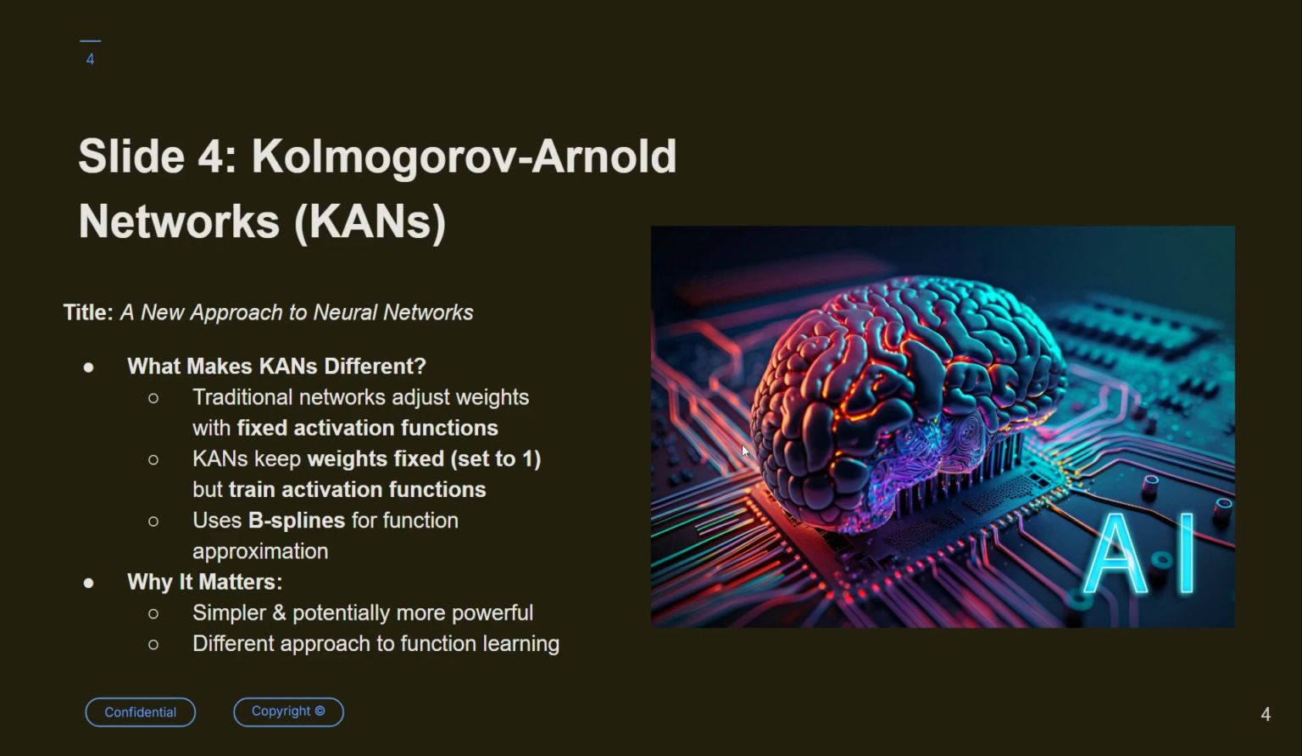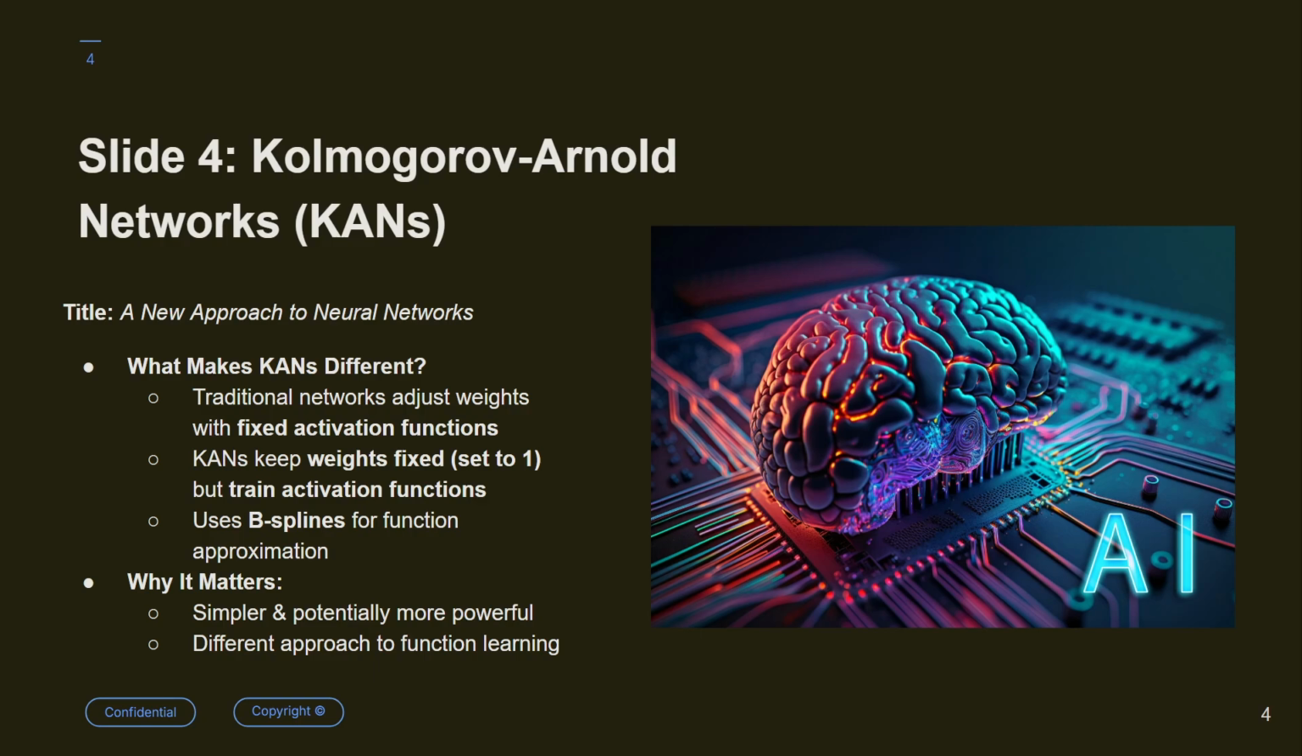Now let's talk about KANs. Traditionally, AI changes its weights to learn, but KANs do something different. They keep their weights the same and instead change their activation functions, which control how the AI reacts to data. And KANs use something called B-splines, which can help them adjust smoothly and efficiently.